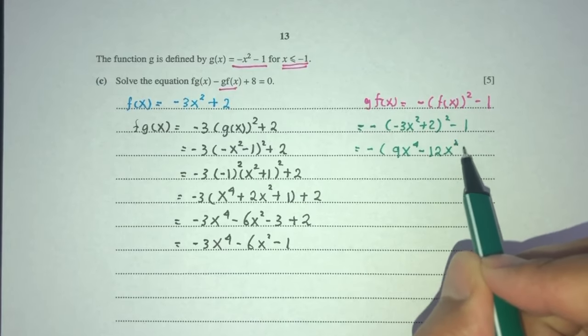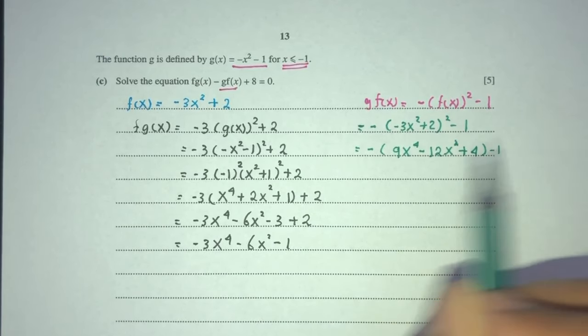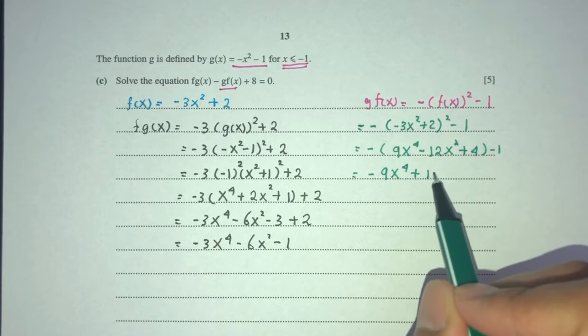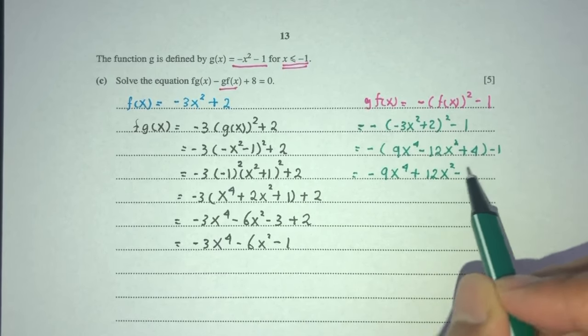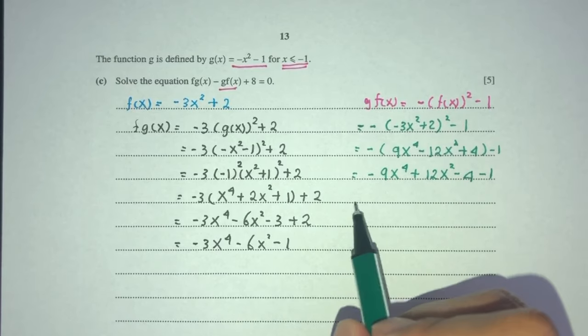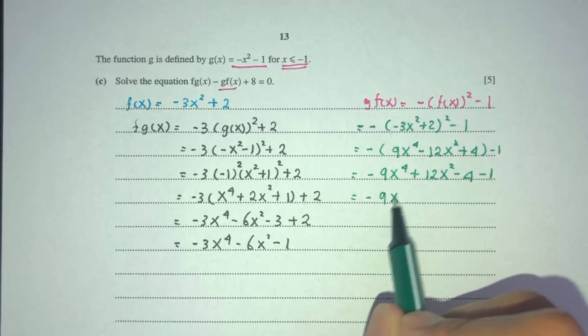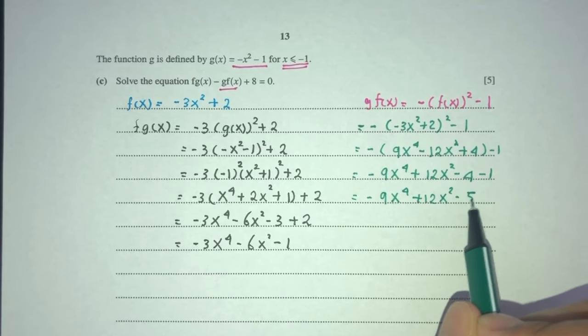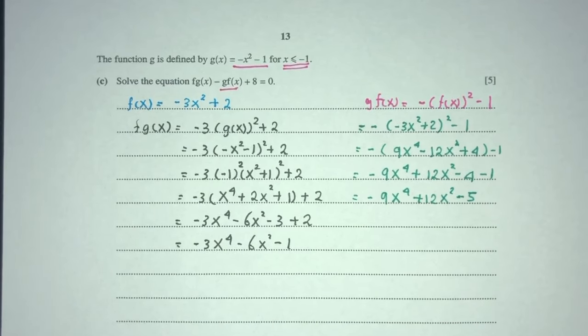X squared plus 4. Now simplify, should be minus 9x power 4 plus 12x power 2 minus 4 minus 1. That will be minus 9x power 4 plus 12x power 2 minus 5. Again, be careful with those expansions. It's pretty simple, easy to make mistakes for the signs and stuff.